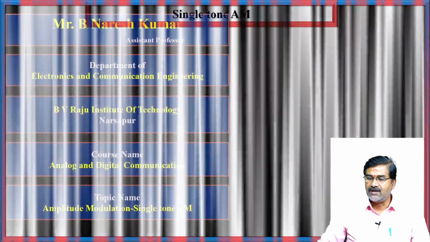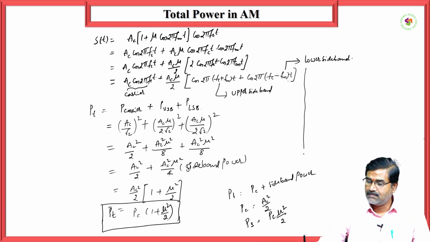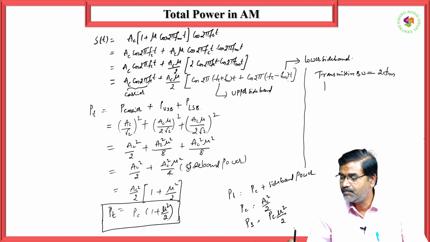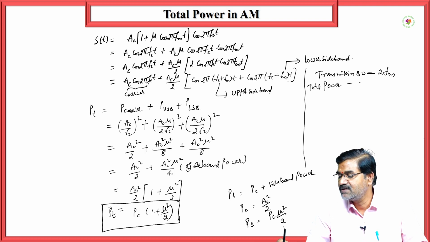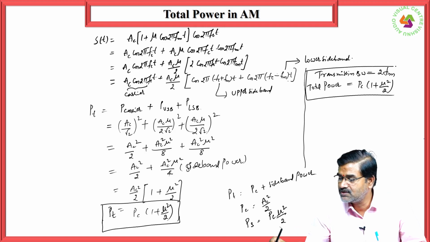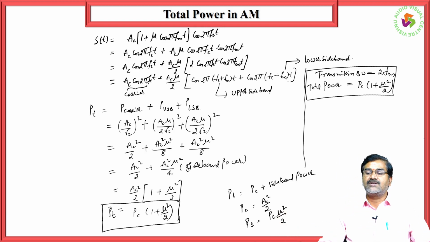So now in summary, you can say that the transmission bandwidth is equal to 2 times fm, and the total power is equal to Pc into 1 plus mu square by 2. So these are the results which we got for a single tone AM signal.